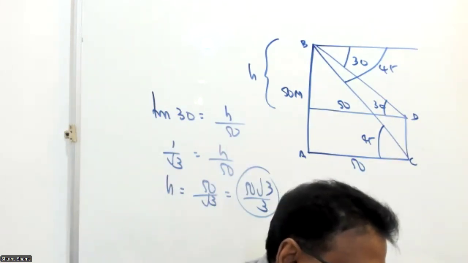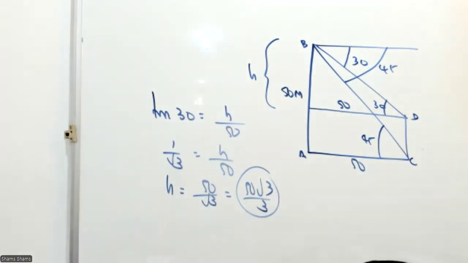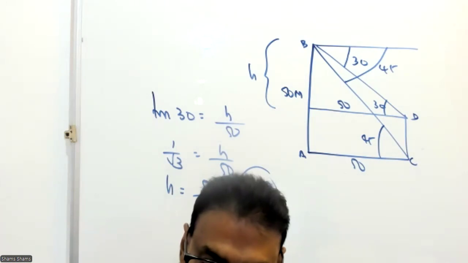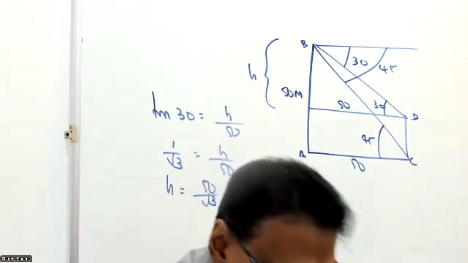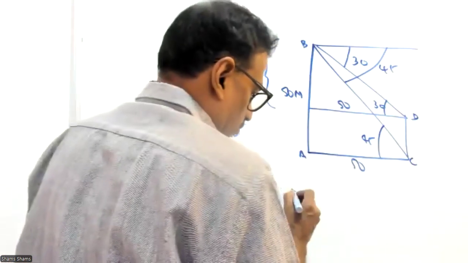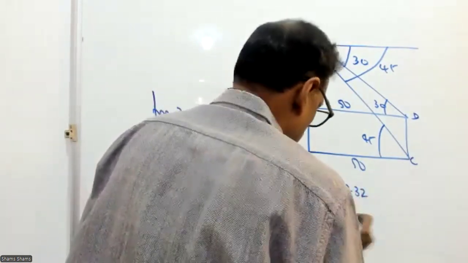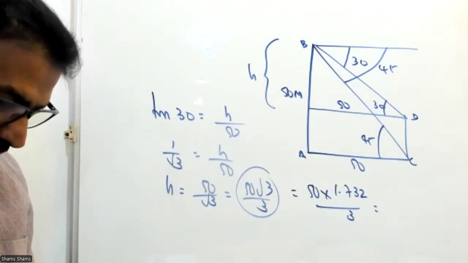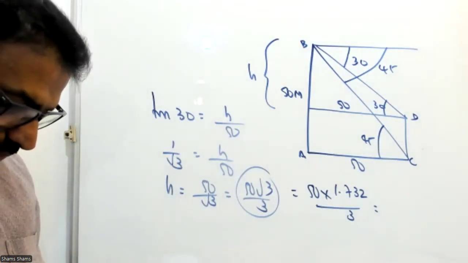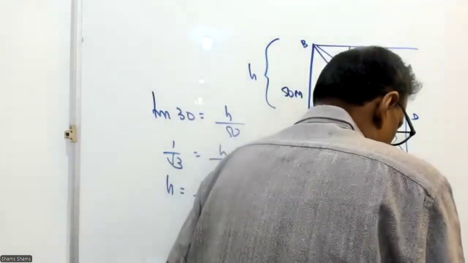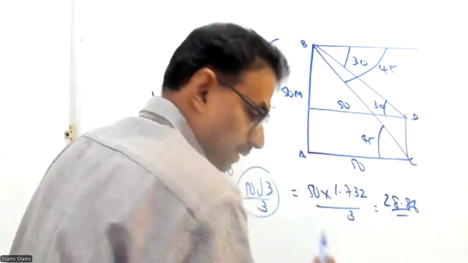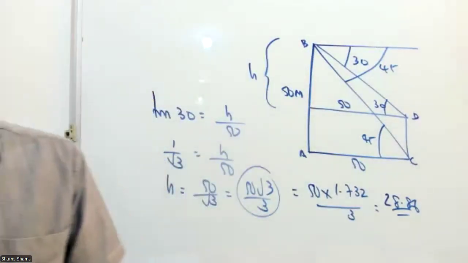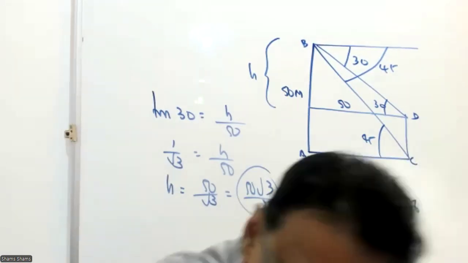Okay, next question I'll send. Part two is 21.14. So you can calculate this one: 50 into 1.732 divided by 3. How much is that? Divided by 3, 28.86. So this one is 50 minus 28.86, answer 21.1. Clear now? So far. Okay, now try next question.